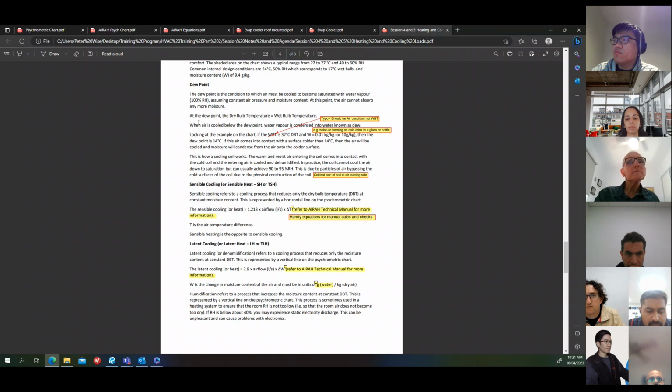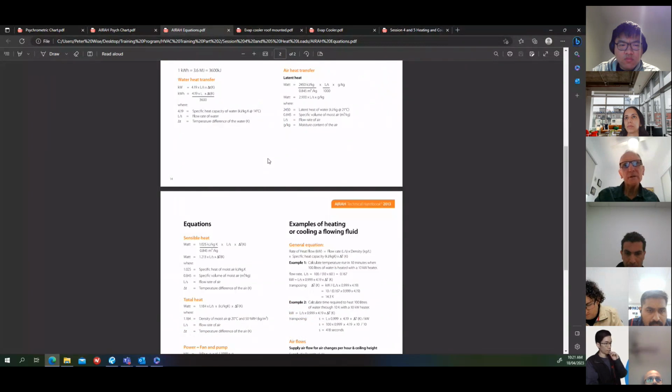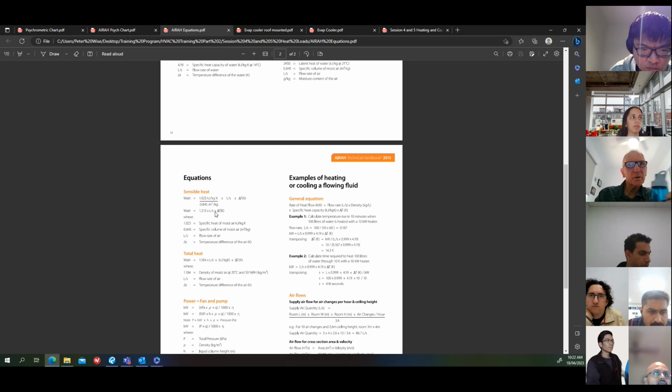So in the Aero handbook, I keep referring to this. This is a really handy thing to have on your computer or even buy the book. There's the sensible heat equation, and that's how they've worked it out. It explains that 1.025 is the specific heat of moist air, 0.845 is the specific volume of moist air at those conditions. You come up with that equation. So that's a really important one to remember, because you'll find that you use it again and again.